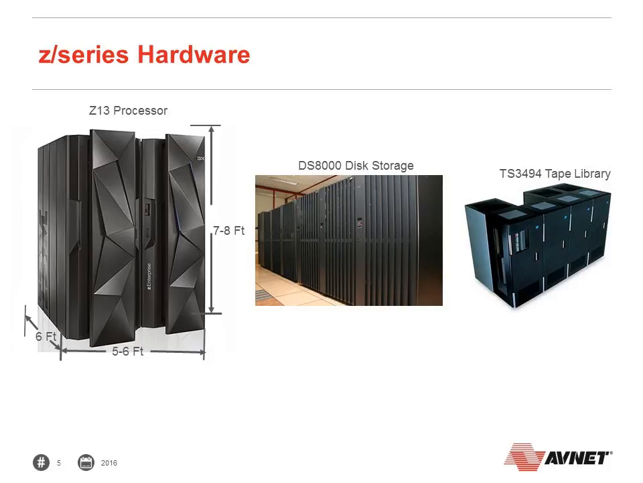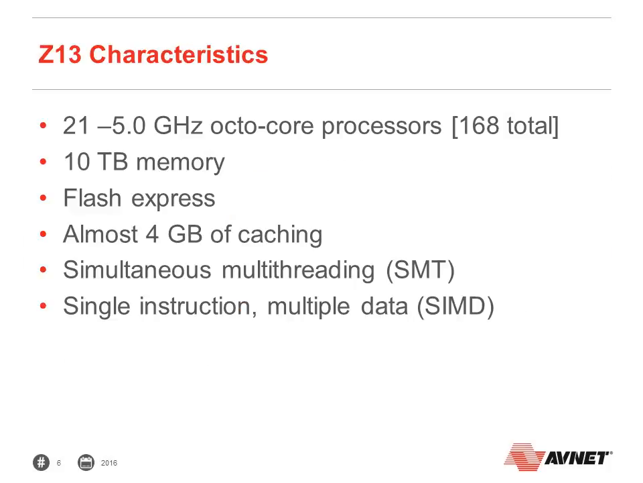You can see the Z13 processor here, with a relatively small footprint, about 6 by 6. While that may seem large, it's important to remember that these are, in fact, very big, very powerful machines in terms of what they're capable of doing. As a brief example, the Z13 processor consists of 21 octa-core processors, all right? This is not dual core or quad core. These are octa-core, so there are 8 cores per processing chip for a total of 168 cores in this machine.